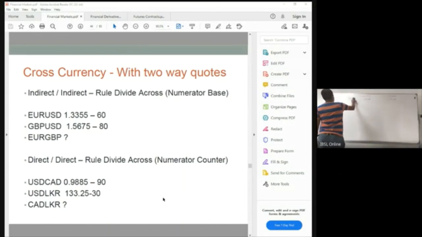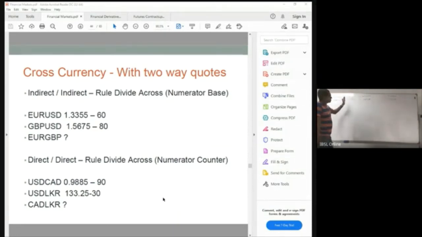See, you have got the bid and offer, and you are asked to calculate the euro sterling bid and offer. Now, what you should remember is the bid should be as low as possible, the offer should be as high as possible. And so you have to take the furthest.